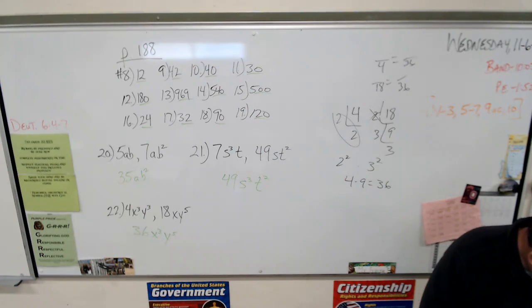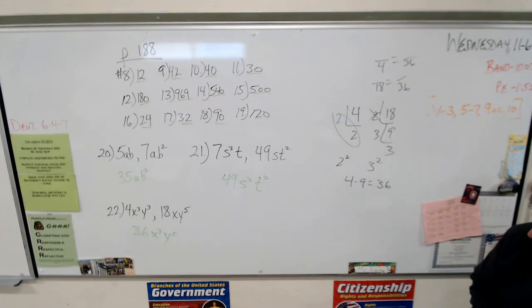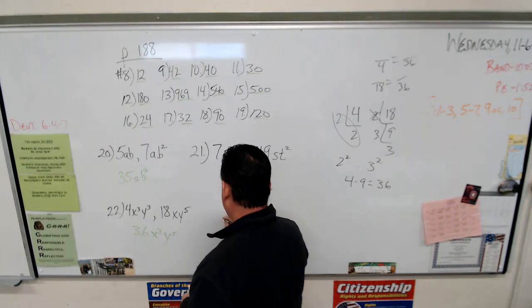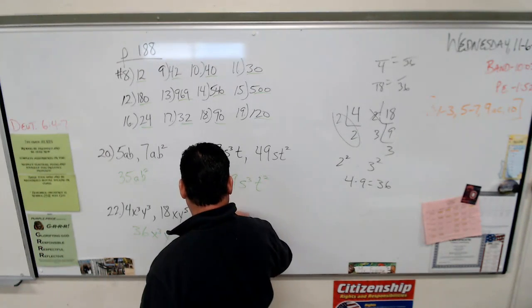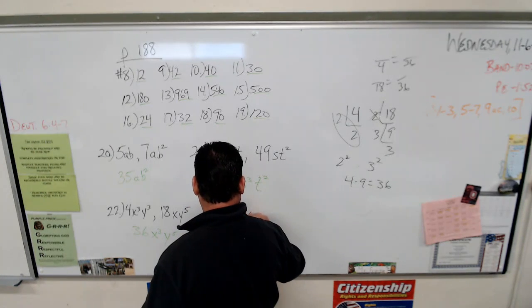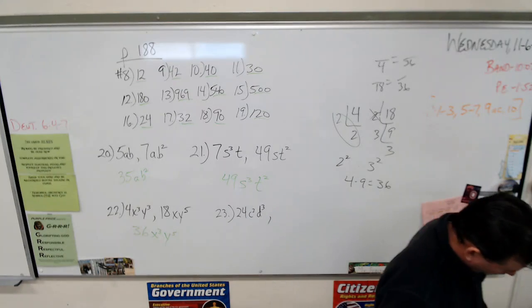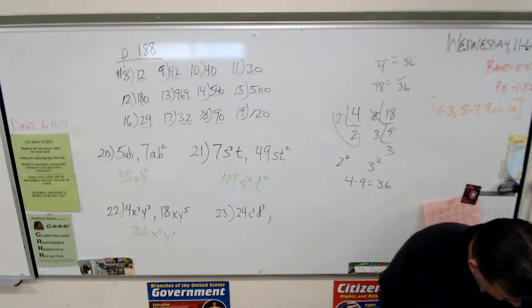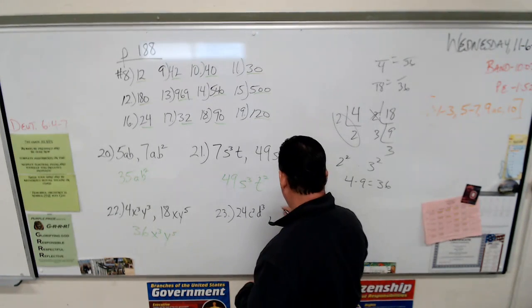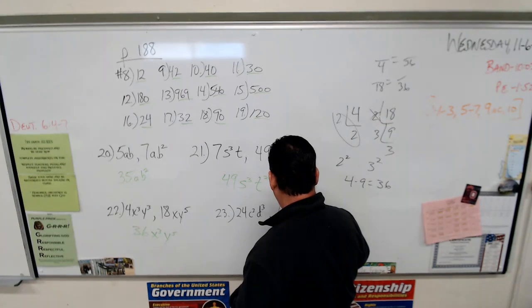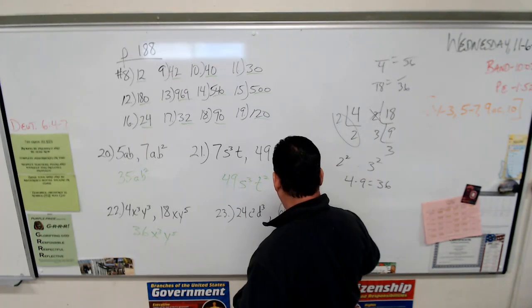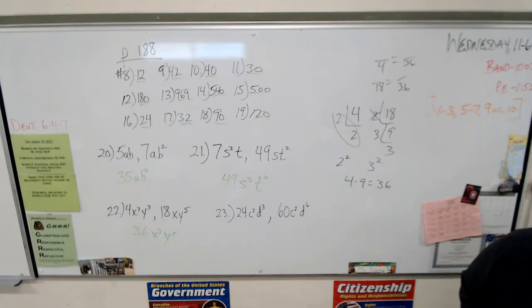Number 23. Whoa, that's big. 20c squared b cubed. I think I got it right. 60c. Is that d to the 6th? Okay.